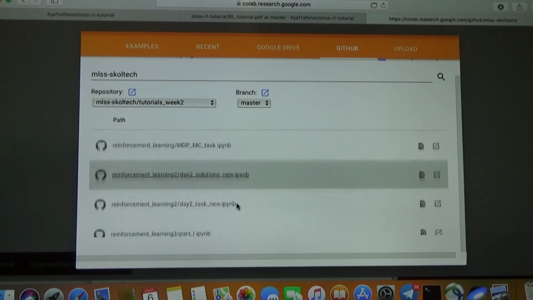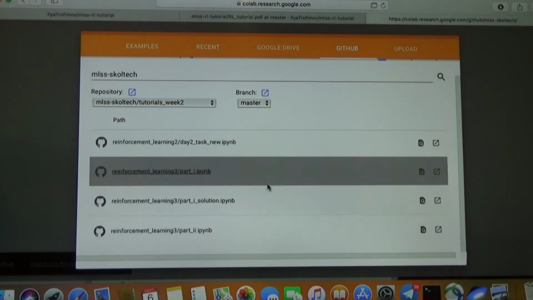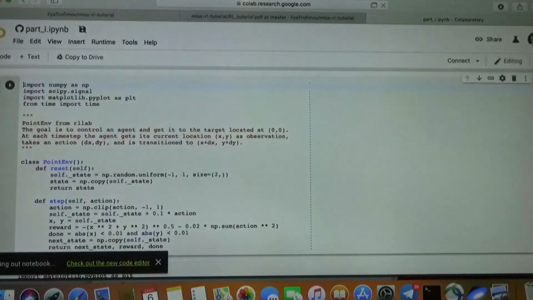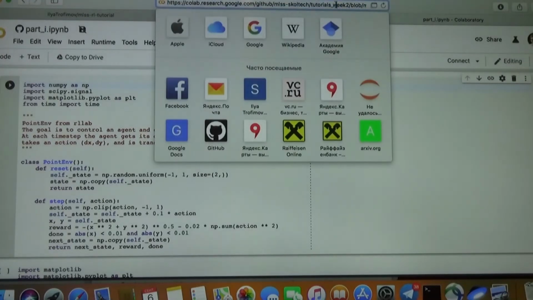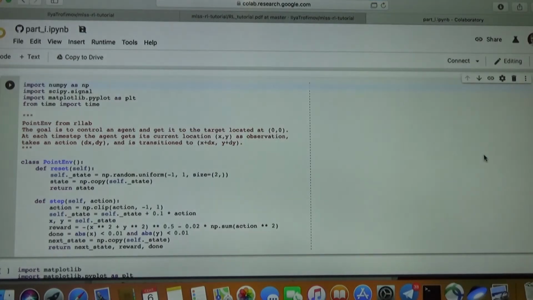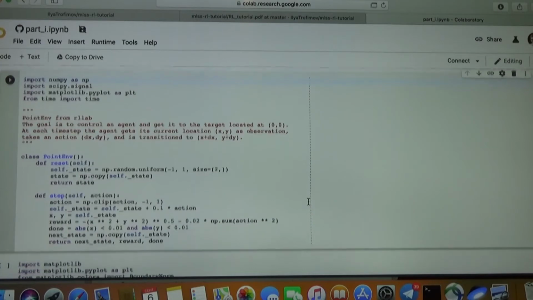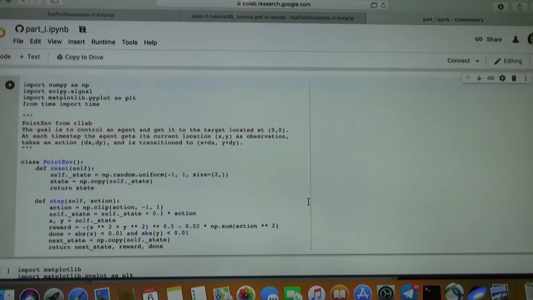So this tutorial has two parts. First part will be about the reinforce method. And let's start with this Jupyter notebook, which is called part 1, okay? So also you can open solutions if you want just to watch and to enjoy. But I want to say now a couple of words about what's going on here.